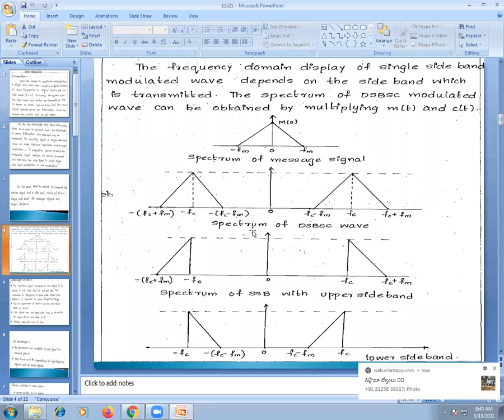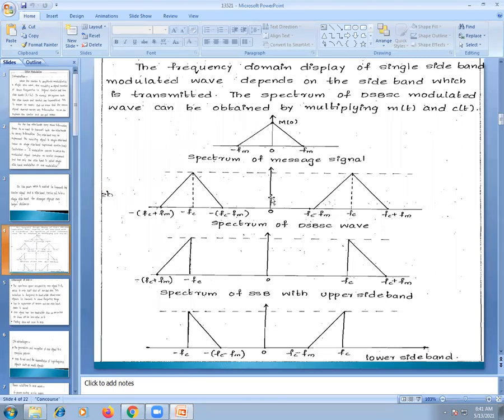Suppressed carrier. Now, this second spectrum is the DSB-SC wave. That wave occupies between fc plus fm, fc minus fm, and minus fc minus fm, minus fc plus fm. So this is the spectrum of DSB-SC. Students observe that here dotted lines are there. Since dotted lines are at fc, we call this double sideband suppressed carrier.